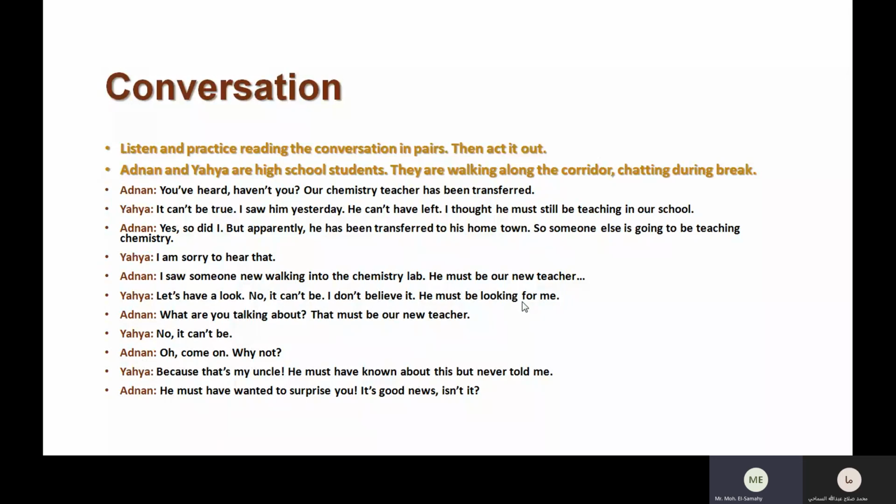He says that he saw him yesterday, but Adnan assures him that the teacher went away and has transferred to another school in his hometown. Both the students went to the chemistry lab to see the new teacher, and to his surprise, Yahya found that his uncle is the new teacher. Okay? Now, two of you are going to read the conversation again, and I will choose more volunteers, more than two. Okay?